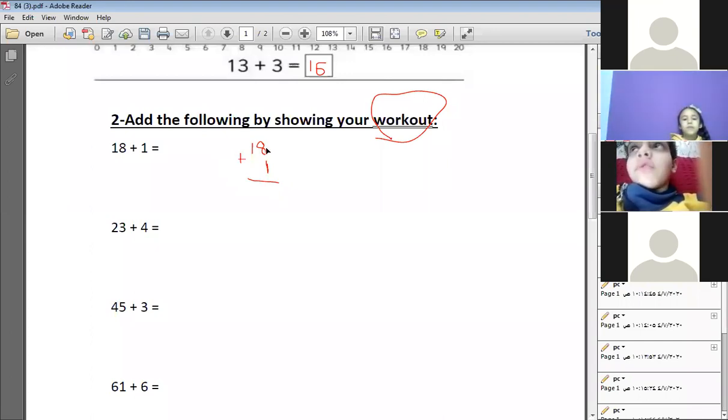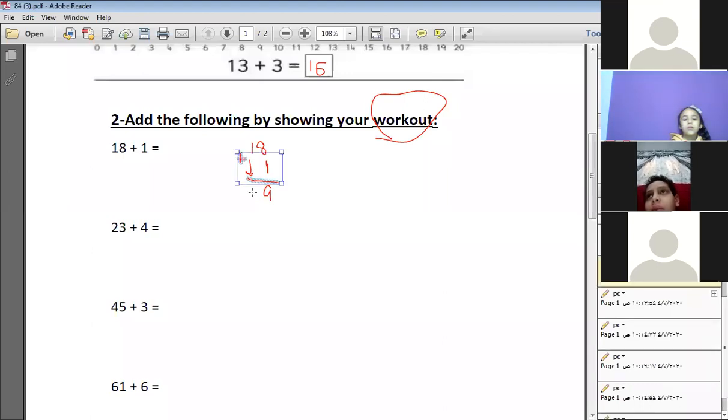Okay, so 8 plus 1. 8 in my mind, 1 on my fingers, after the 8, 9. And what about this one? This one will be the same. I will put it as it is, so my answer will be 19.